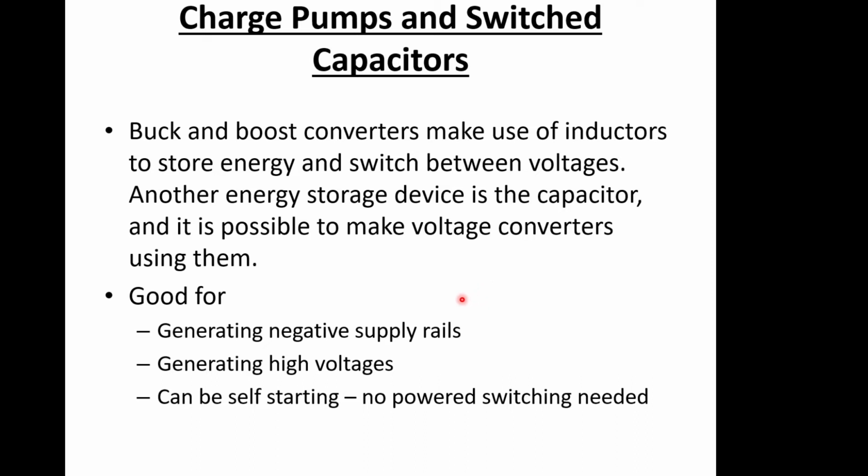They're not as popular as inductor-based systems because they tend to be good at generating voltages rather than currents. But as you can see here, they can be good for generating negative supply rails in systems. So if you've got a battery powered system running on, say, 1.5 volts off a single battery, then to generate a negative supply rail we can use a capacitance based system to generate a minus 1.5 volt supply, giving us plus and minus 1.5 volts.